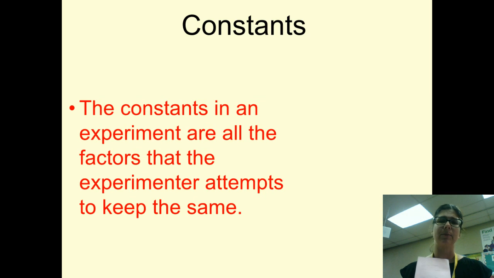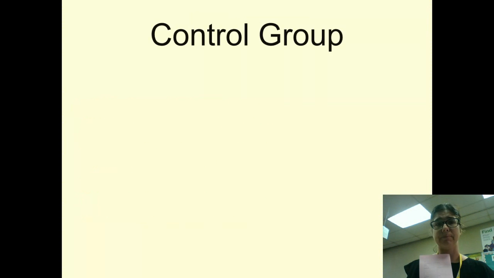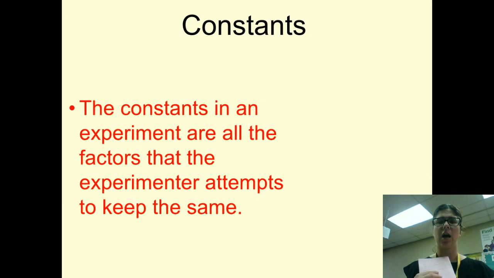The constants in the experiment are all the factors that the experimenter attempts to keep the same. You want to keep everything the same for every single test that you do, for all groups being tested, except for the one independent variable you change up. So examples of that, if we are comparing two loaves of bread, one's made with more sugar and one's made with a normal amount of sugar, the independent variable would be the change in the sugar amount. The constants would be the oven temperature, type of pan, amount of humidity, amount of the other ingredients, etc.